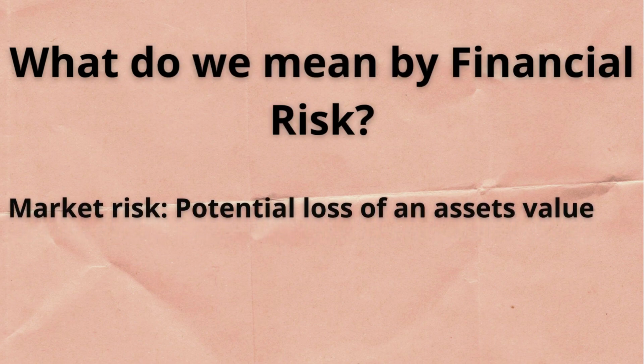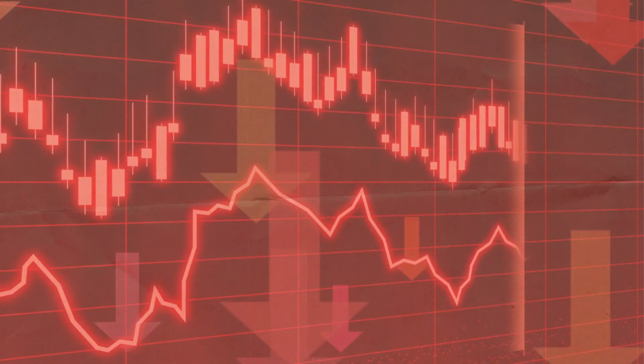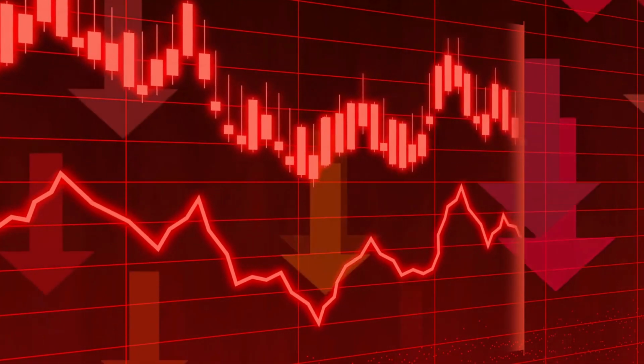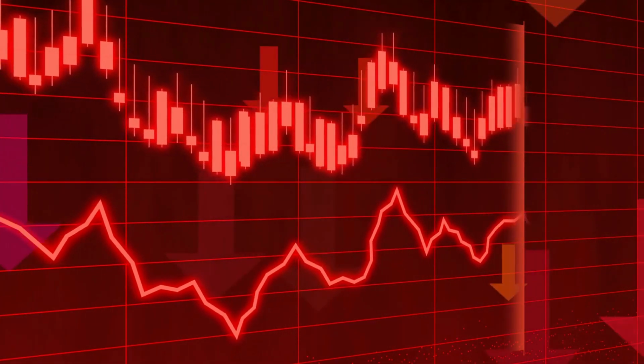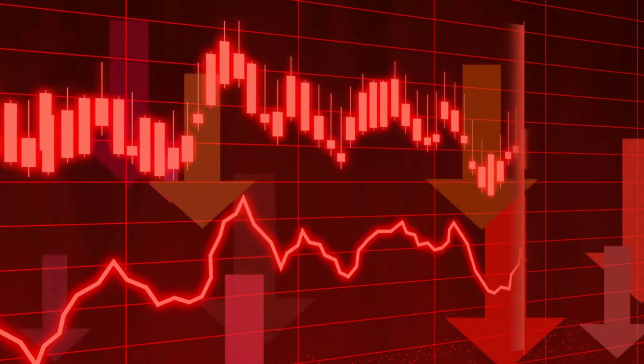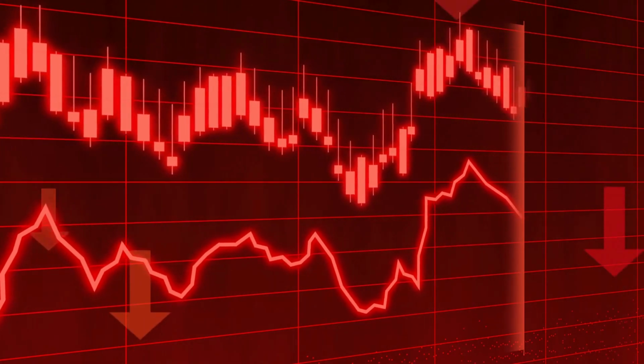Now, what do we mean by financial risks? One of the key aspects when diving into financial markets is the capacity to assess risks. In general terms, risks refer to potential adverse outcomes that participants can face due to various origins. One of the many common risks involved when operating in the market is market risk, which is the potential loss of an asset's value due to market price fluctuation.